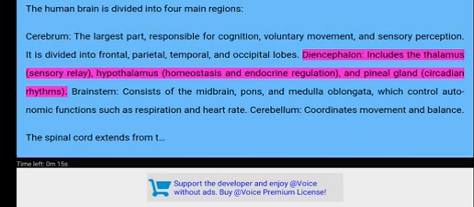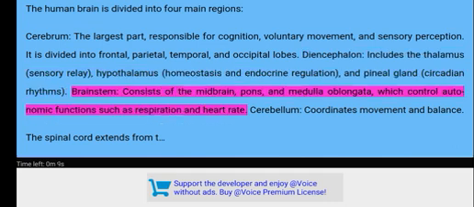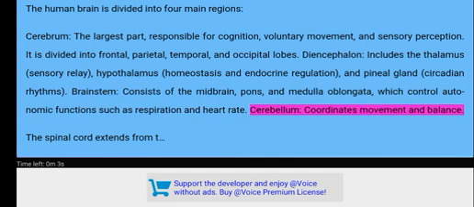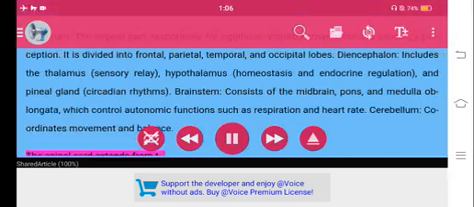Diencephalon, includes the thalamus (sensory relay), hypothalamus (homeostasis and endocrine regulation), and pineal gland (circadian rhythms). Brainstem, consists of the midbrain, pons, and medulla oblongata, which control autonomic functions such as respiration and heart rate. Cerebellum, coordinates movement and balance. The spinal cord extends from T.